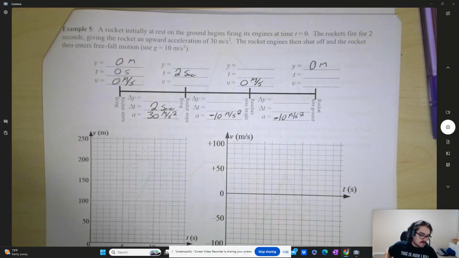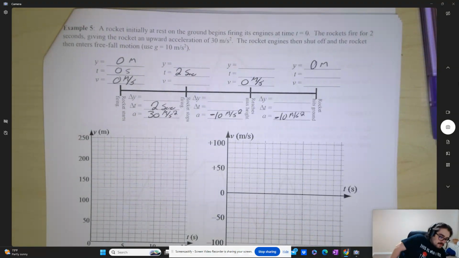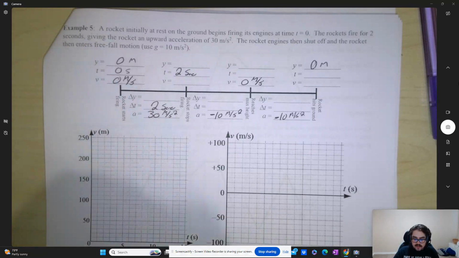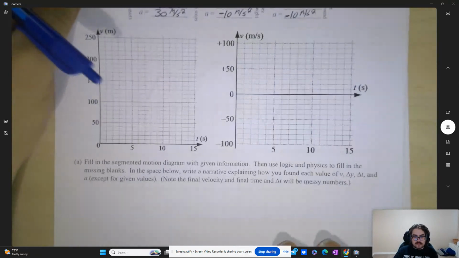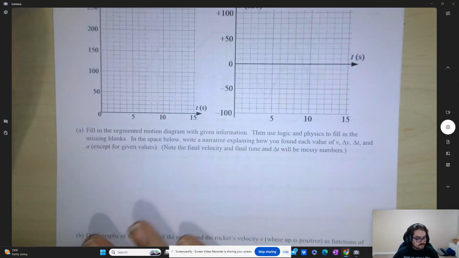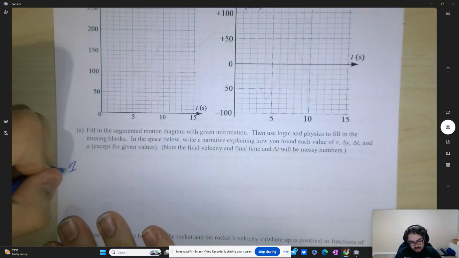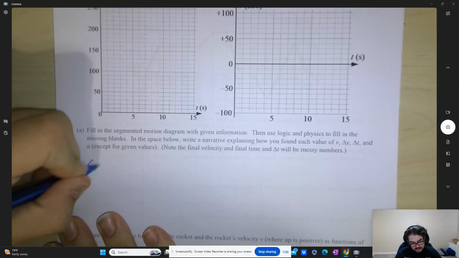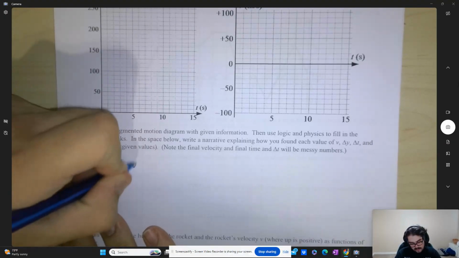It wants us to elaborate the steps at the bottom, and that's fine. So it wants me to elaborate the steps down here. The first thing that I want to do is get delta y while firing.